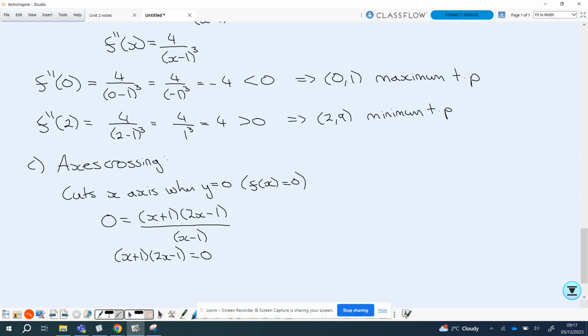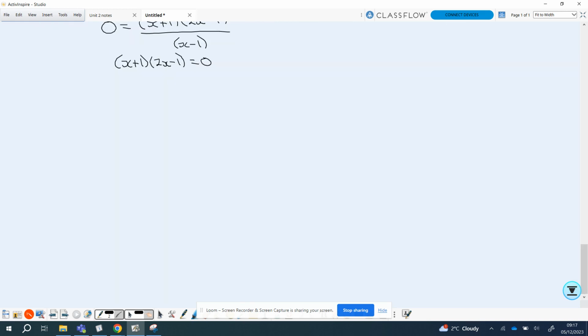Now, solving both of those factorised versions, and this is why it's better to have it factorised, as you can see that I'm going to get x equals negative 1 and x equals half there. That's where it's going to cross the x-axis at both those parts there.